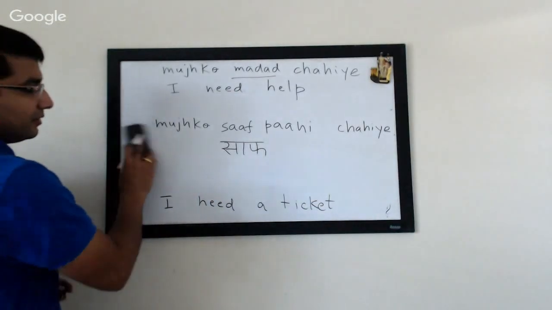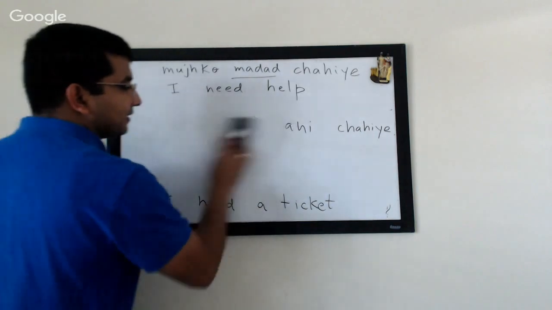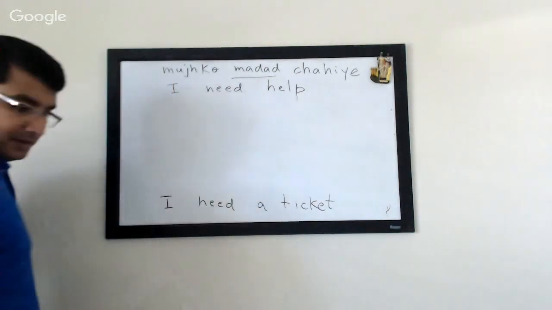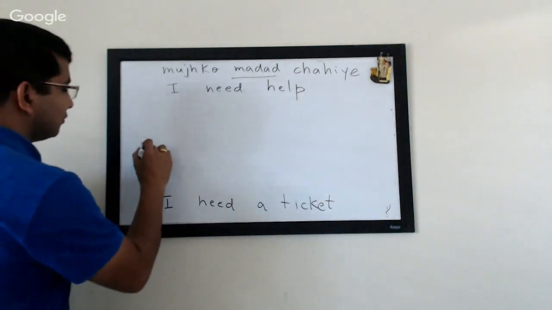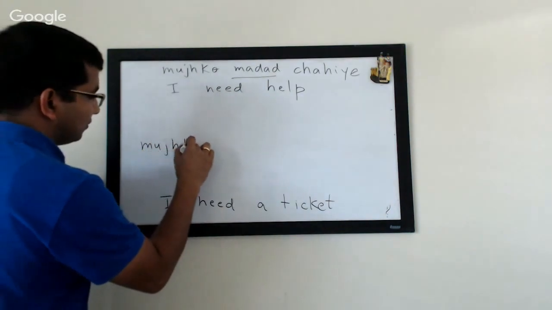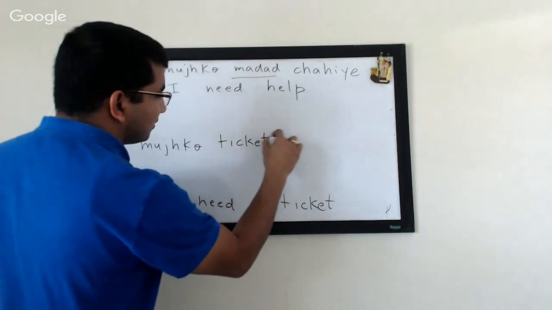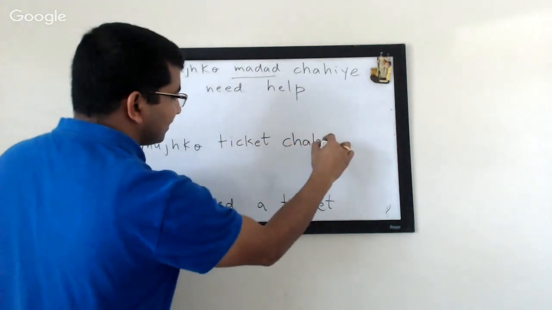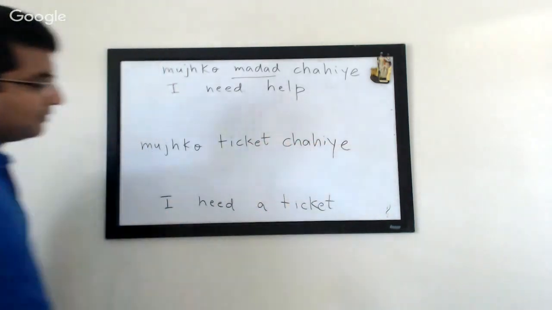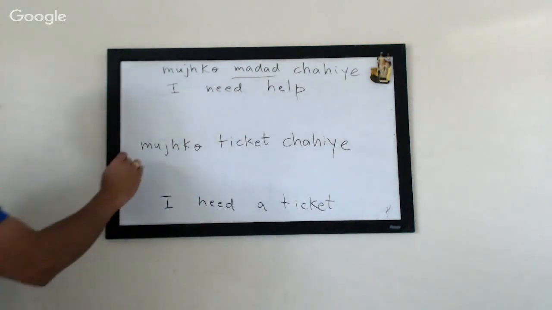Let's do the next one, which is I need a ticket. So मुझको, just say ticket here. मुझको ticket चाहिए. I need a ticket. मुझको ticket चाहिए.